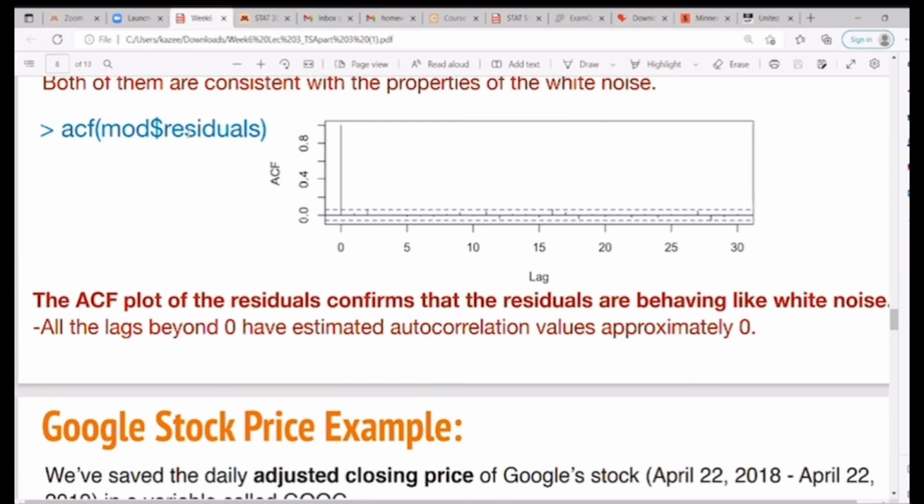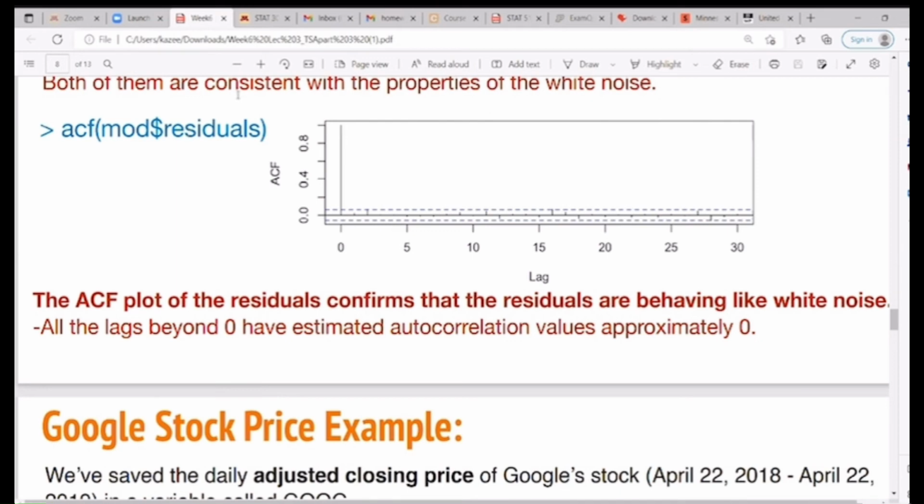And what do you expect of the autocorrelation function of residuals for the residuals to behave like white noise? For residuals to behave like white noise, we expect that at every lag the autocorrelation should be 0. I'm going to say that again. Because we want the autoregressive model we are considering to be fantastic, we expect the autocorrelation function at any lag for residuals to be equal to 0.